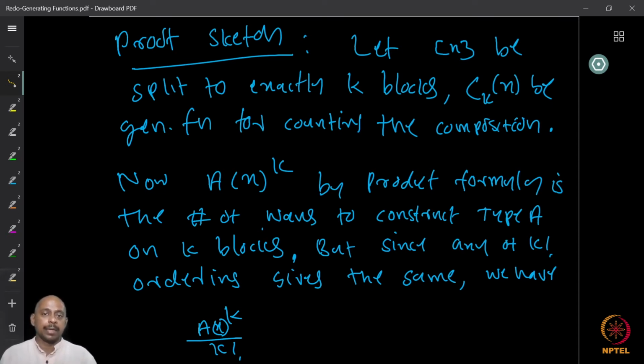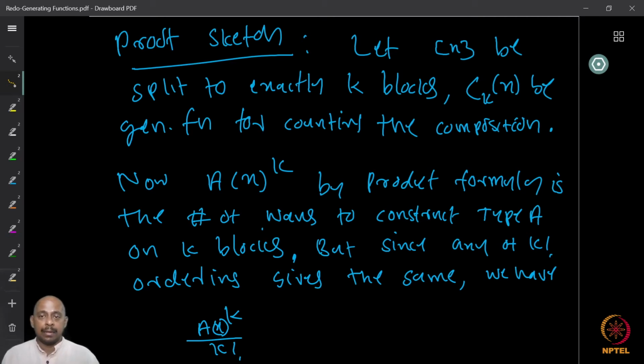So k could range, of course, from 1 to n itself. Therefore, we will fix k for some value, right? And then assume that we have now split into exactly k blocks, and then see what happens. Now, if I do it into exactly k blocks, there could be several ways of doing that itself.